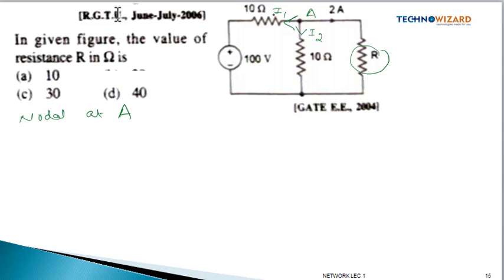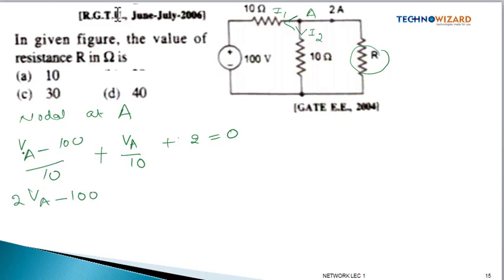So what will be the value of I1 current? I1 will be voltage at A minus 100 divided by 10. This is the I1 current value, plus I2 current is V of A divided by 10, and already the current through this branch is given, so we'll simply put plus 2 is equal to 0. So after solving, 2VA minus 100 plus 20 is equal to 0. This is 2VA is equal to 80. So we have found the value of VA, that is 40 volt.